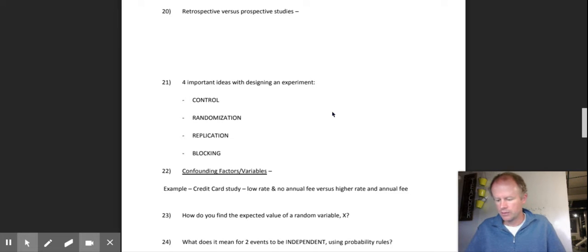Replication. This just means I'm repeating the experiment over and over. We can replicate by having more trials, and we can also replicate by doing multiple experiments. So there's 2 ways of replicating there. Blocking, and this is where we try to control factors we can see. Blocking is very similar to stratifying.